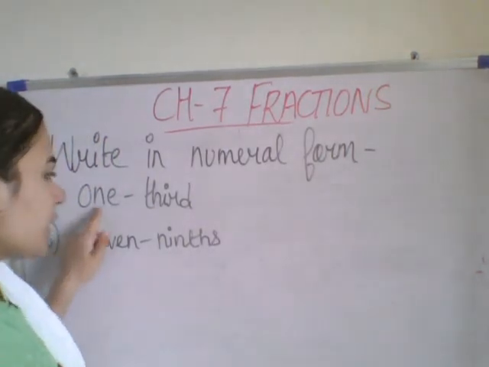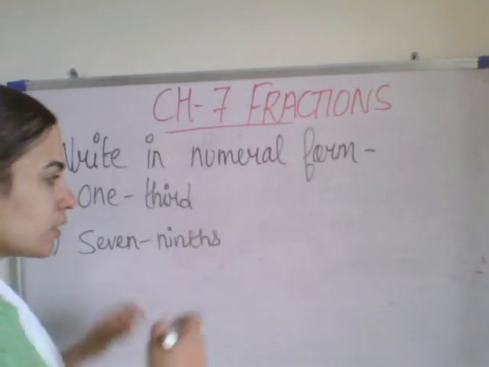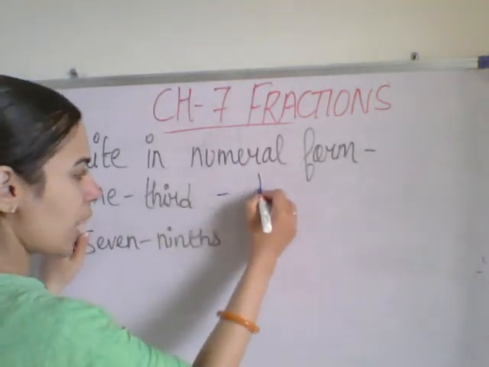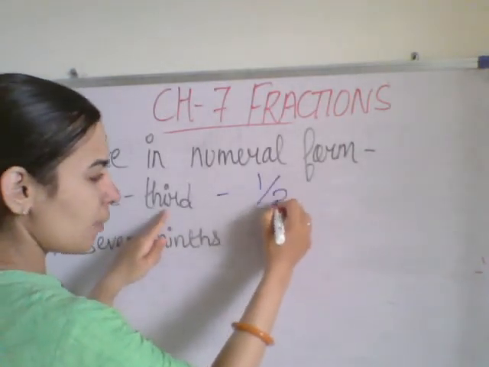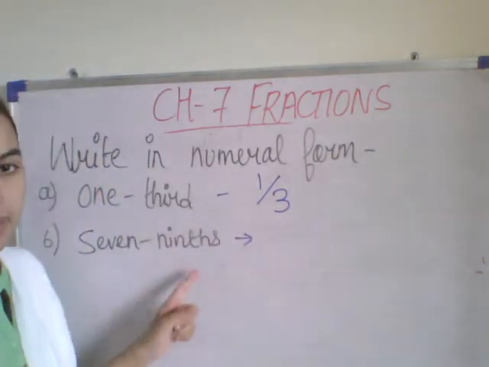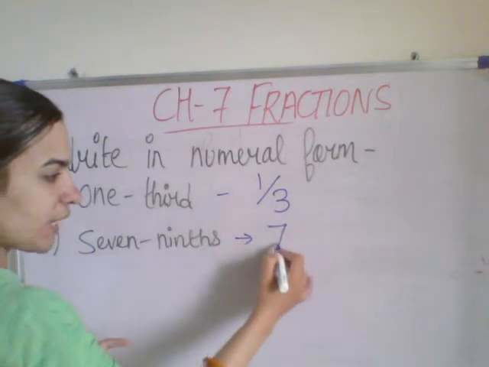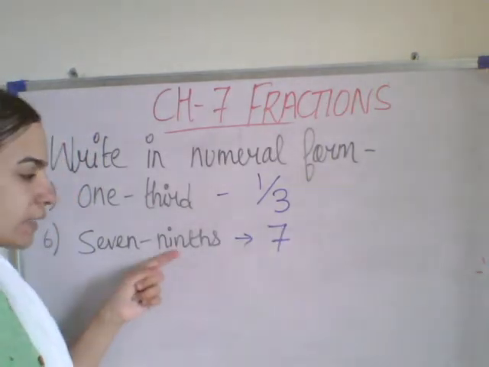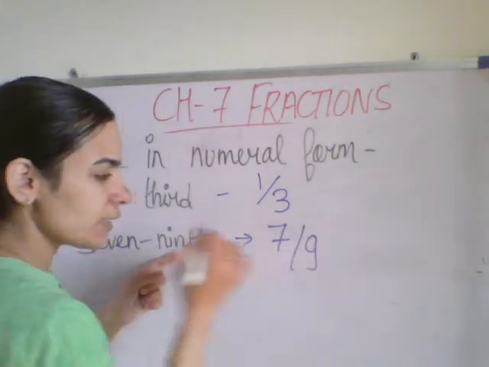First, what is written, beta? 1/3 is written. So you will be writing 1/3. Next is 7/9. So first of all, you will be writing 7, and then 9 is written. So you will be writing 9.